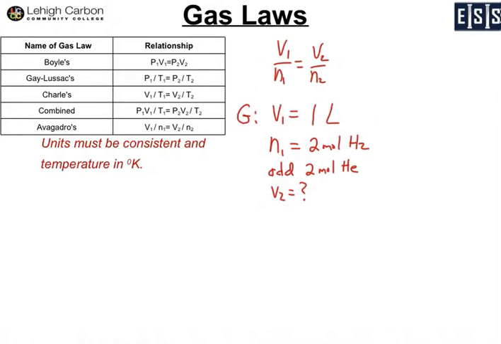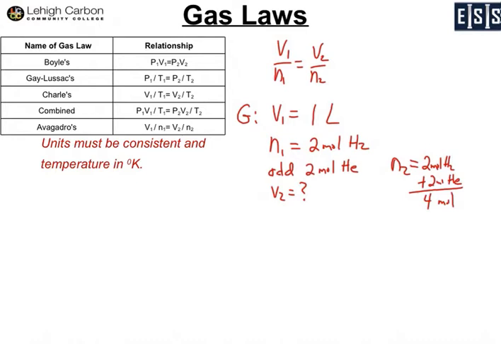So the trick here is determining the final number of moles, because they didn't give it to you directly. You have to calculate it. You started with 2 moles of hydrogen, but in the second condition, so your N2, you still have your 2 moles of hydrogen, and you added to it 2 moles of helium. And so your N2 is actually 4 moles of a gas mixture.